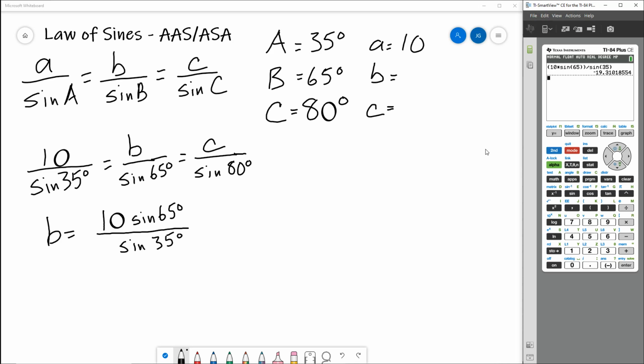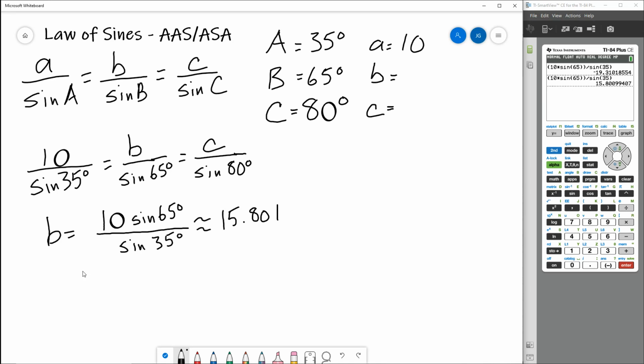So it will be open parentheses, 10 times sine of 65 divided by the sine of 35. Hit enter, and 15.8009 is what I'm looking for. So b is going to be approximately 15.801 if I go to my thousandths place.